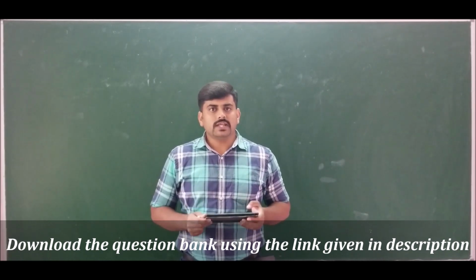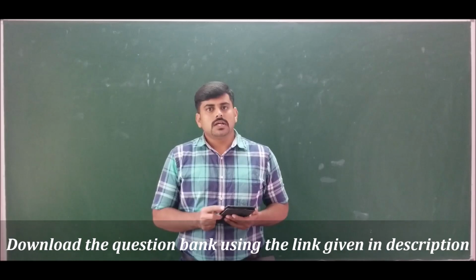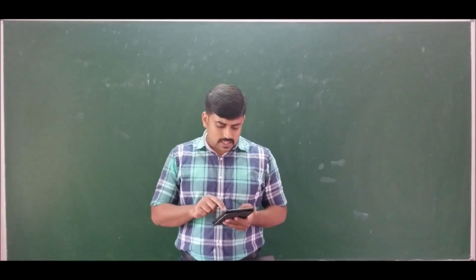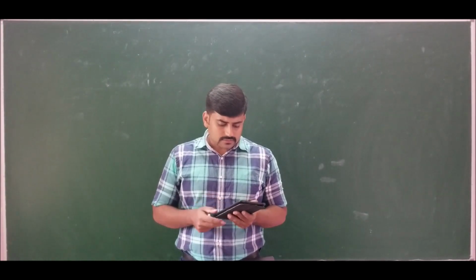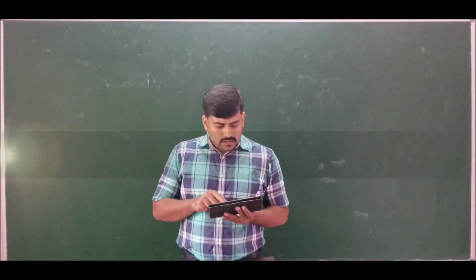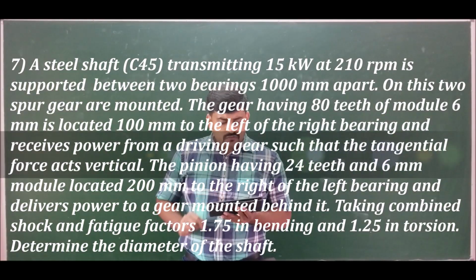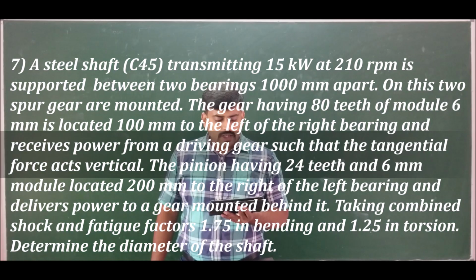Moving to the final problem of our discussion on design of shafts, that is problem number 7. It states that a steel shaft C45 transmitting 15 kilowatts at 210 rpm is supported between two bearings 1000 mm apart.